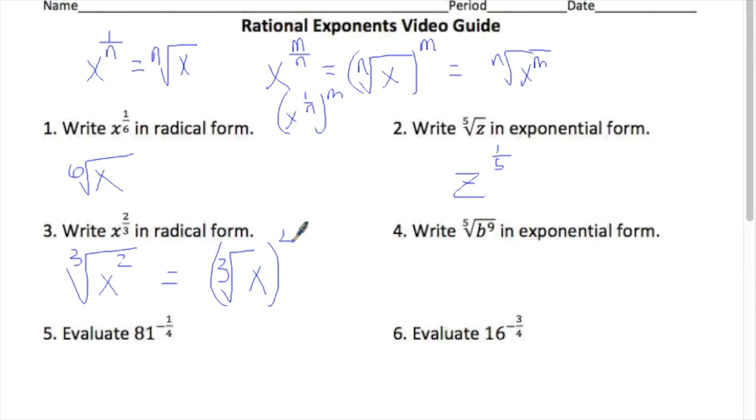Sometimes it's easier to take the exponent first, and sometimes it's easier to take the radical first. So the 5th root of b to the 9th, again, we just have b to the power of 9 over 5.